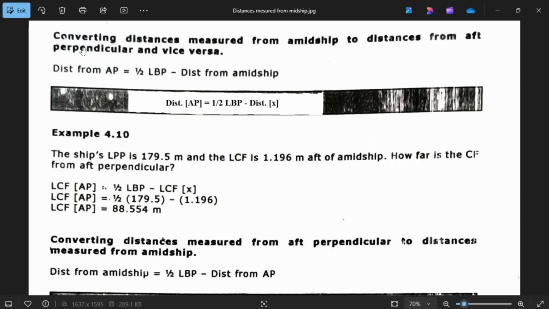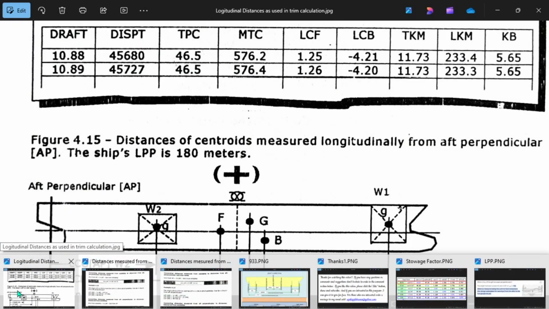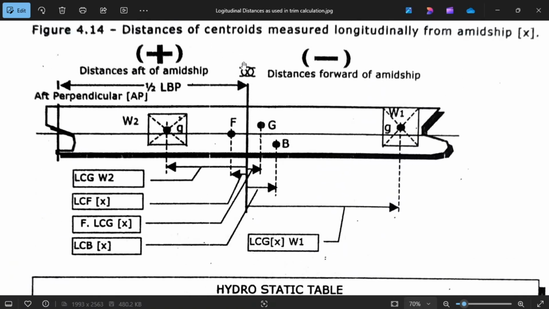So let's try to explain this one: converting distances measured from midship to distance from the aft perpendicular and vice versa. Converting distances measured from midship, meaning your point of reference is from midship. Okay, this will be your point of reference. So meaning forward negative and aft positive. Okay, so let's go back to the question.